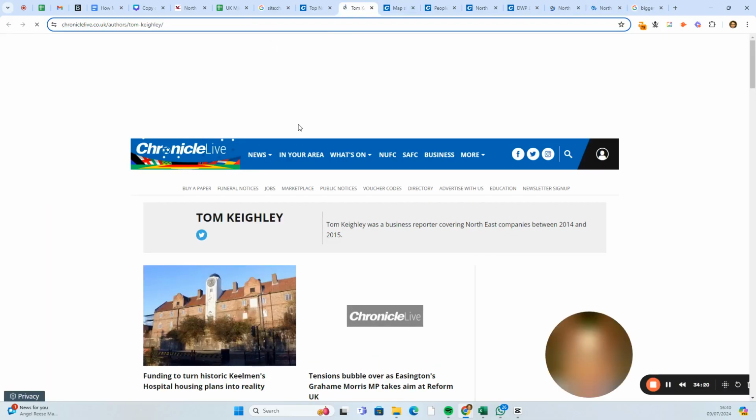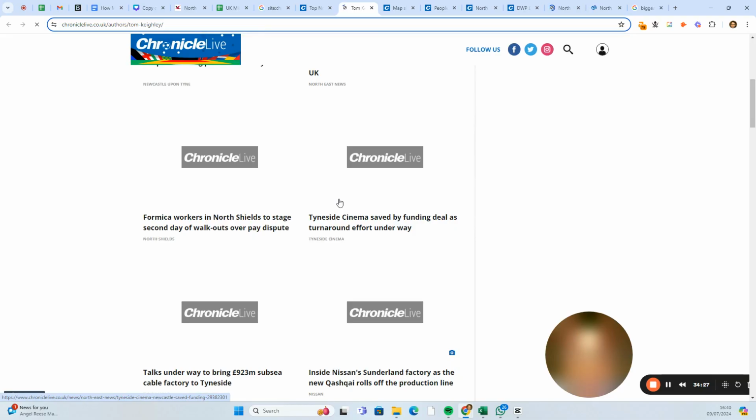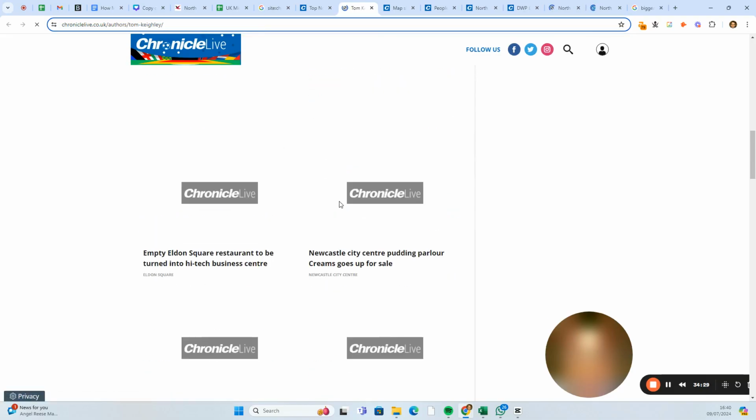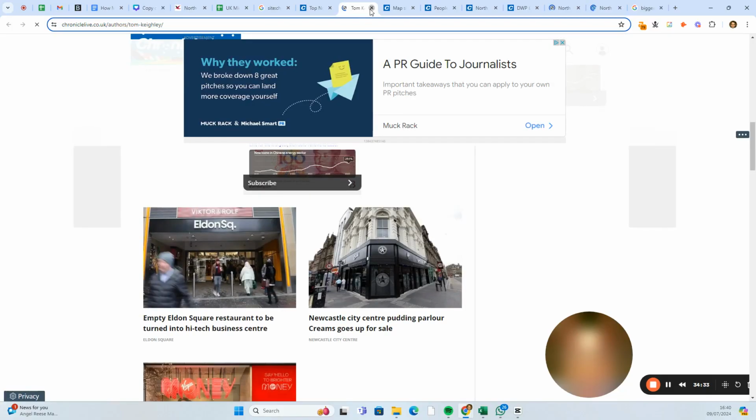It's taking ages to load now. Okay. Tom Keeley is a business reporter covering Northeast companies. So he covers companies specifically. So this is talking about, every article is about like a specific company. So it's not really what we're looking for.